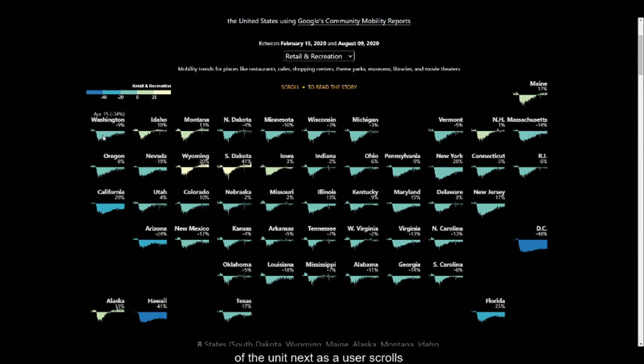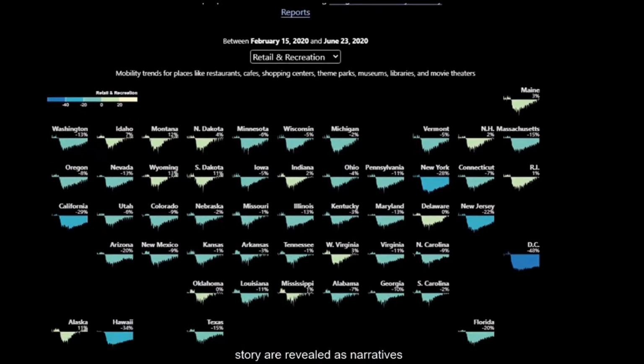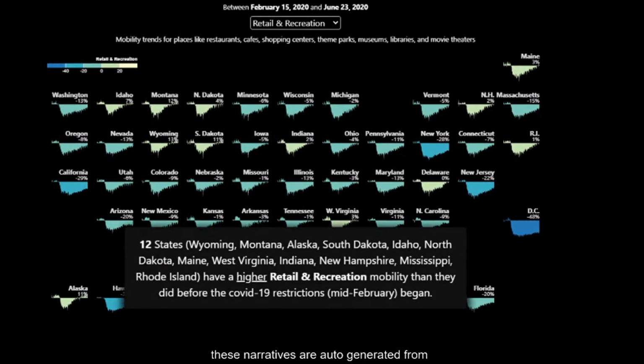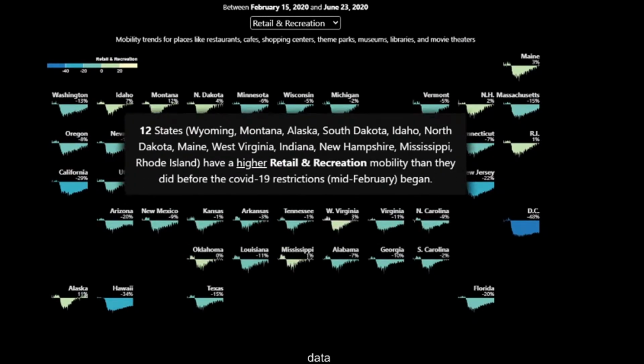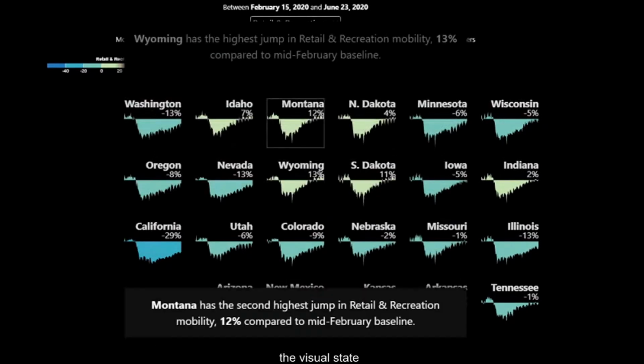Next, as the user scrolls through the story, insights from the story are revealed as narratives. These narratives are auto-generated from data. For each of these narrative elements, whenever it comes into the active viewport, an event is triggered to update the visual state.